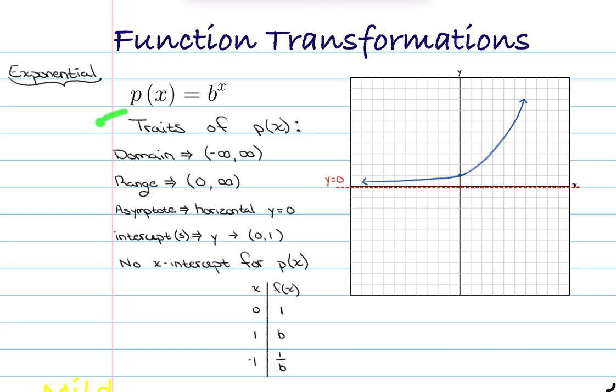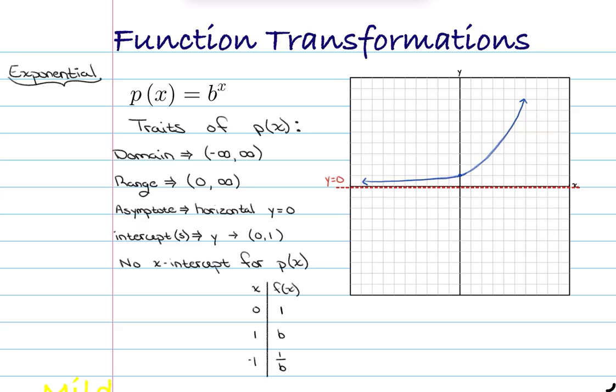The domain is going to be from negative infinity to infinity. If you look at this graph, it will continue on to the left forever. And even though it looks like it starts getting really, really steep, it does not go completely vertical. So it will also continue to go to the right forever.